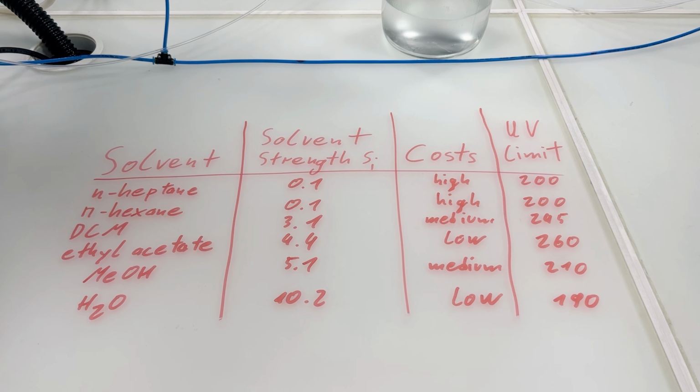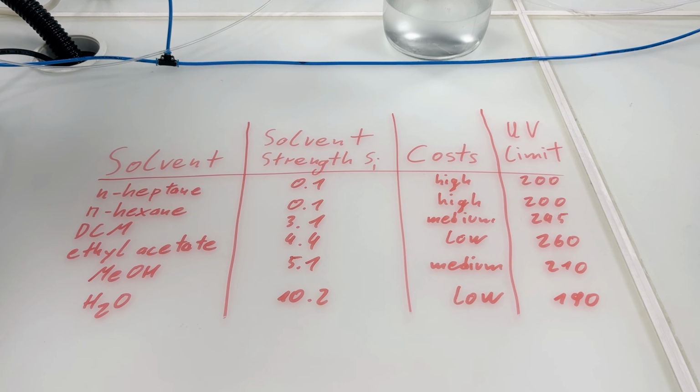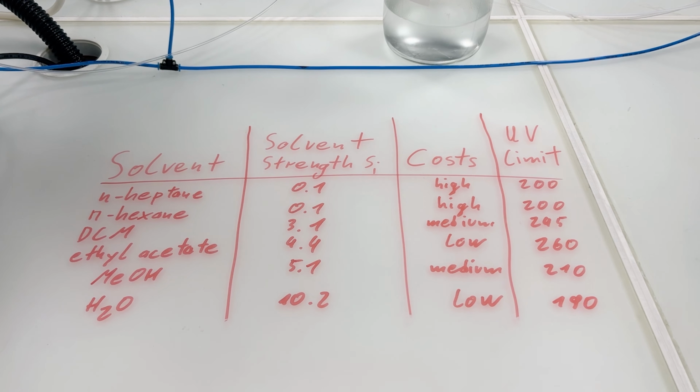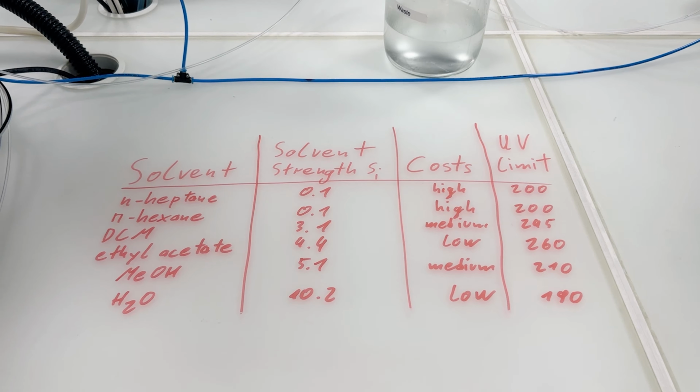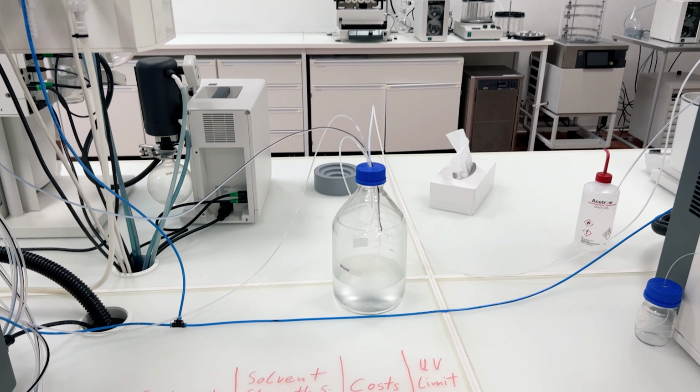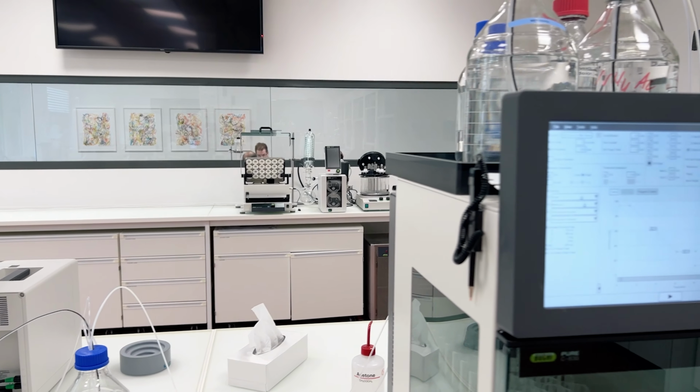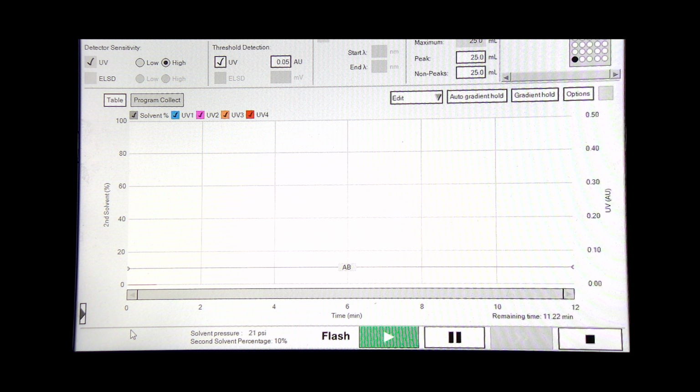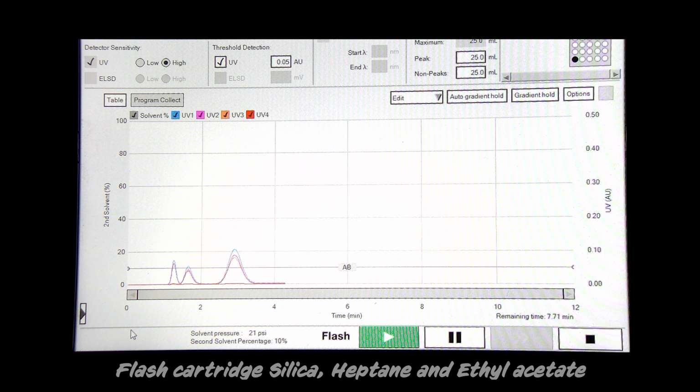Now we have a look at an example where we can see the influence of different solvent strength on a separation example. In our separation example, we show a separation of toluene, octyl phthalate, propyl phthalate, and methyl phthalate in an isocratic run. With an N-heptane ethyl acetate mixture, the separation of the four components is well possible.